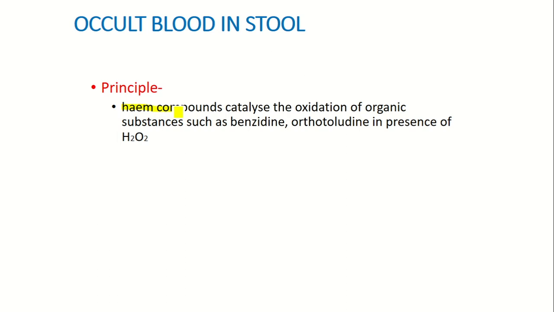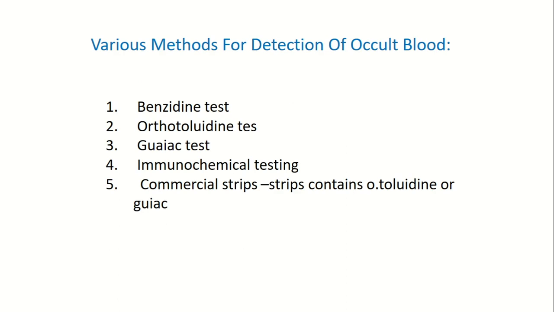So what we are going to do is mix benzidine with glacial acetic acid and H2O2, and we are going to mix these three solutions into the stool sample. If there is blood, or we can say heme, in the stool, it is going to catalyze benzidine in the presence of H2O2 and produce a bluish color, the typical blue color, and that is suggestive of a positive occult blood test. So the reagents used are benzidine, orthotoluidine, guaiac test, immunochemical testing, and commercially available strips.